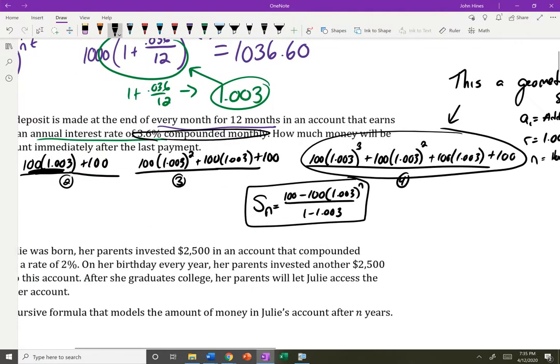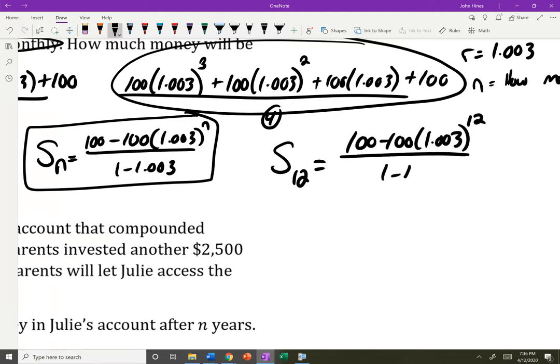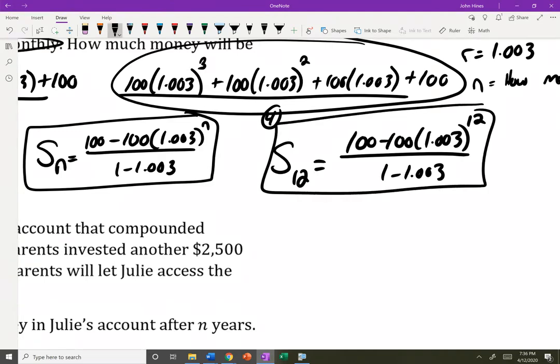So if I want, after a year, I need to do S of 12. I need to know how much money is going to be in this account. If I let this pattern keep going on for 12 months, I want to know how much money I will have in a year. It's not going to be too much. I hate to break it to you. So after a year, this is what I need to type into my calculator right now.